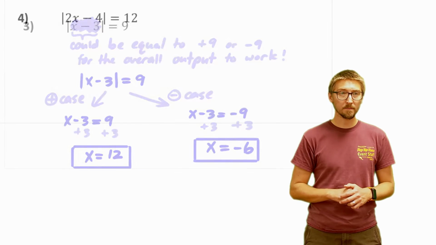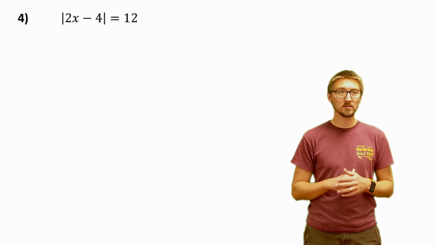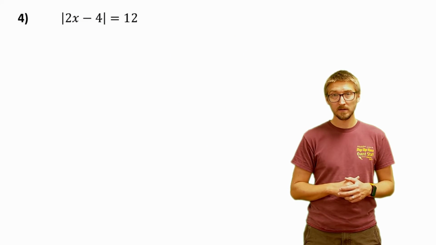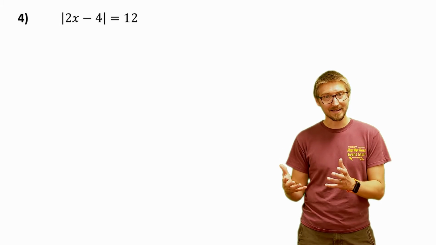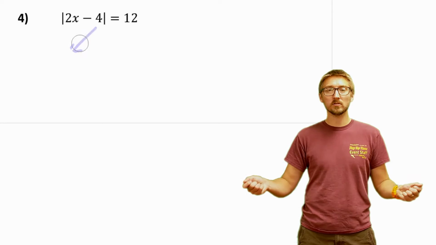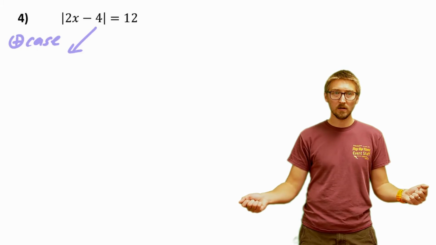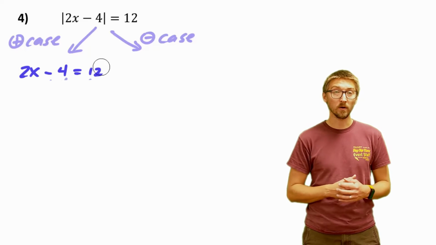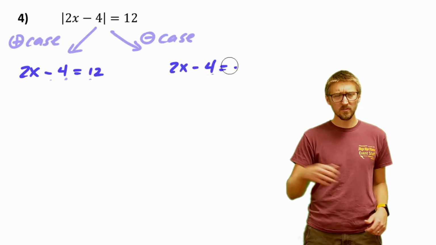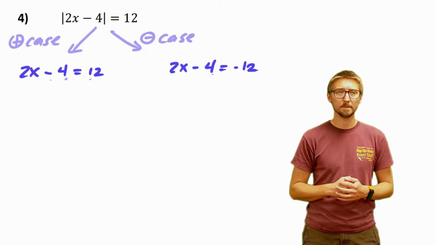Let's look at number 4. It says the absolute value of 2x minus 4 equals 12. Since the absolute value is all by itself, that's the goal, is to get that isolated, we can branch out to the positive and negative case. So the 2x minus 4 could be 12, or the 2x minus 4 could be negative 12. We have the positive and the negative cases here.